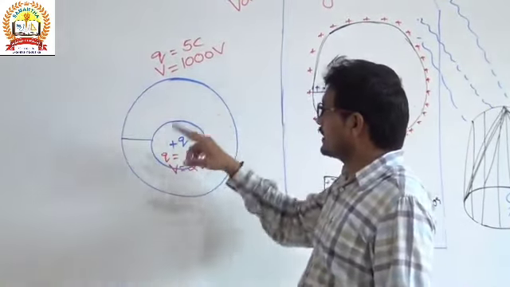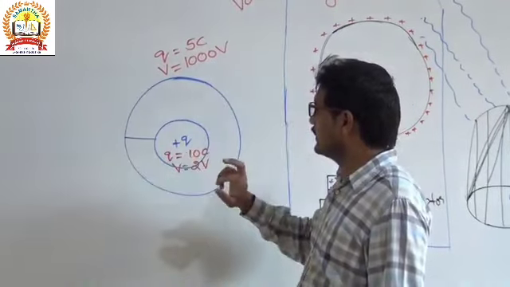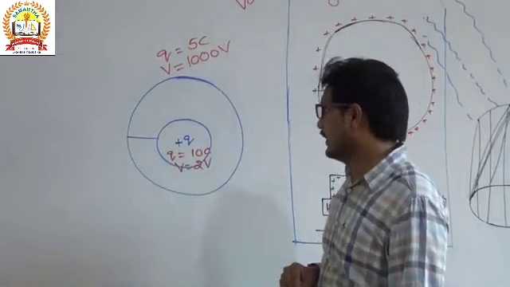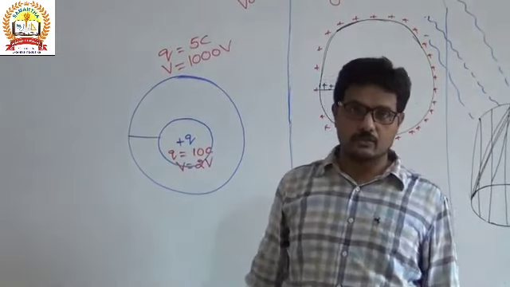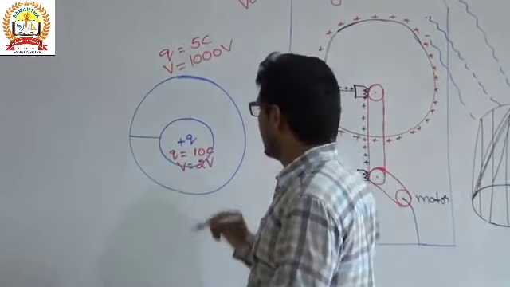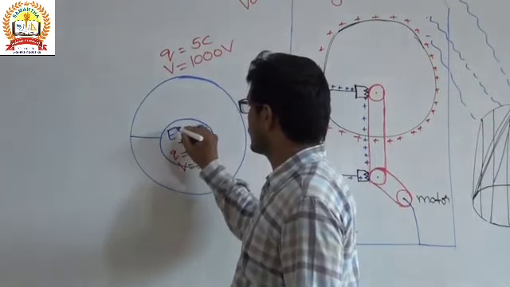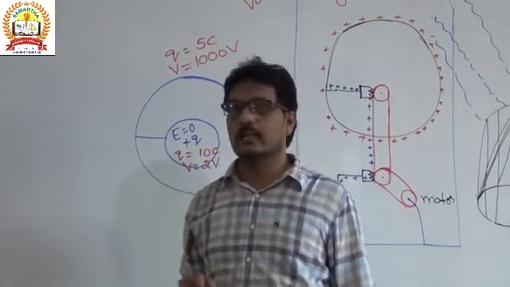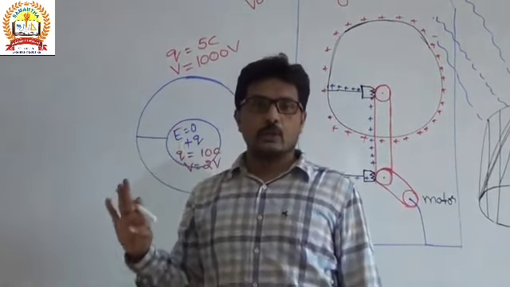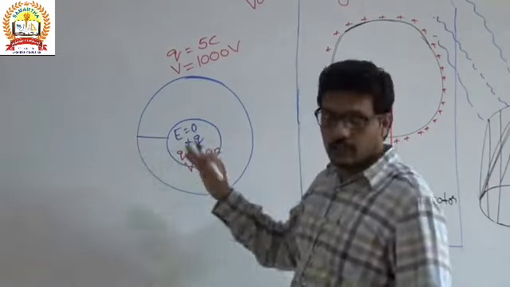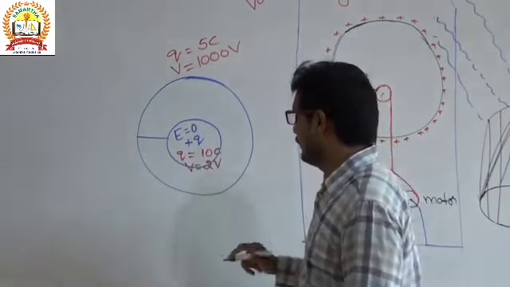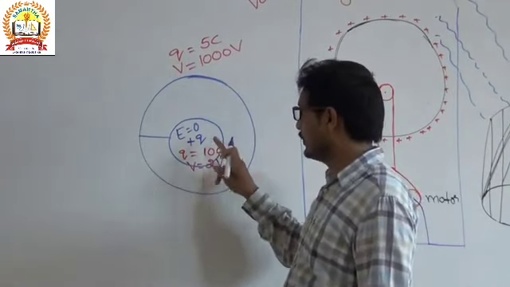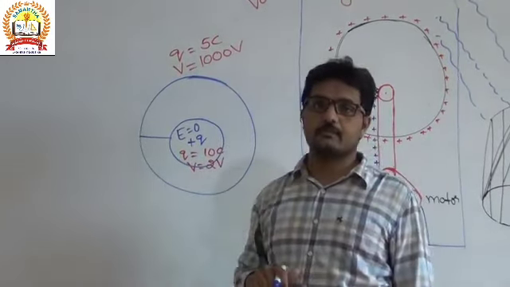So now, when it is connected, inside the conductor the electric field will be 0. That is, E equals 0. We know the electric field is 0 inside the conductor, which we explain in electrostatics of conductors. That electric field will always be 0, which I will explain to you. When the electric field is 0, the potential will be constant.